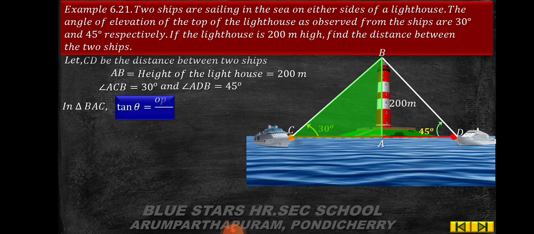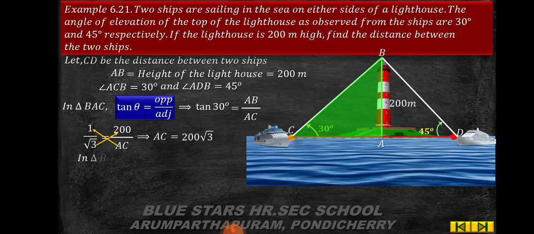In that, tan theta is equal to opposite by adjacent, which implies tan 30 degree is equal to opposite side AB and adjacent AC. So tan 30 degree value is 1 by root 3, which is equal to AB is 200, that is the height of the lighthouse, divided by AC. So the next step is cross multiplication. Therefore AC is equal to 200 root 3 into root 3. So this is your first equation.